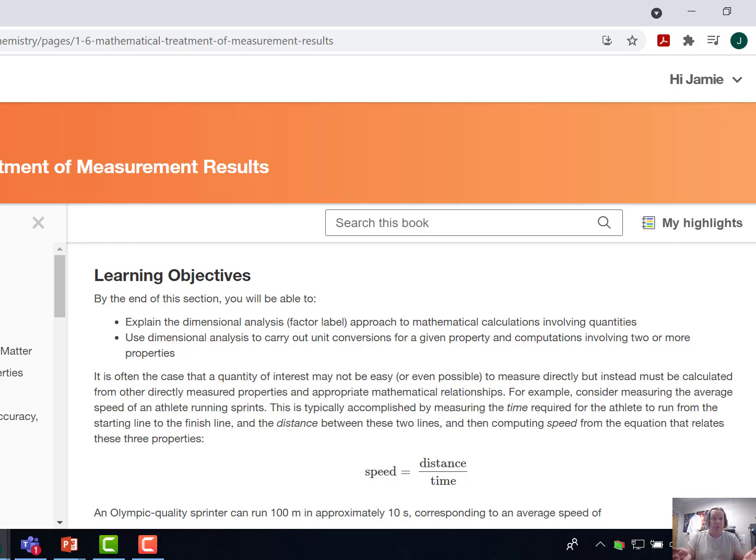If you find a video online, so if you Google conversion factors or dimensional analysis and find someone that's doing that, and you like that, feel free to share that in the discussion board, because other people might benefit from that as well. So that is it for this module.